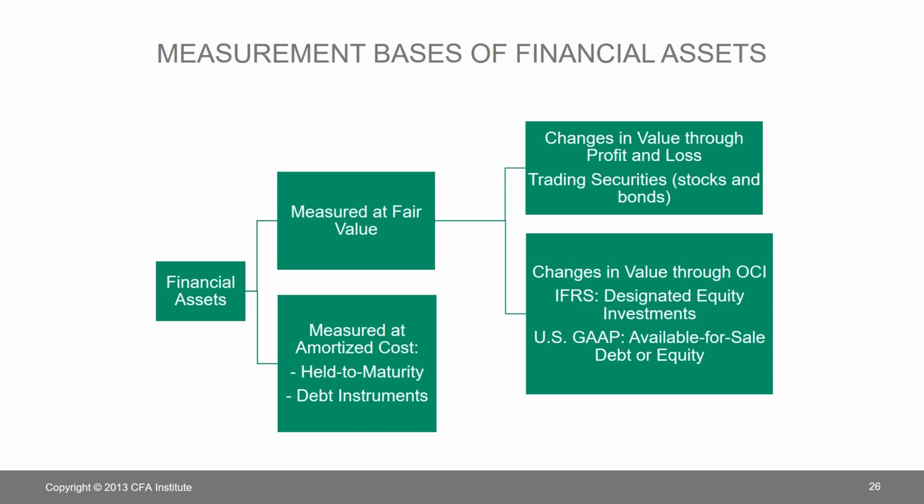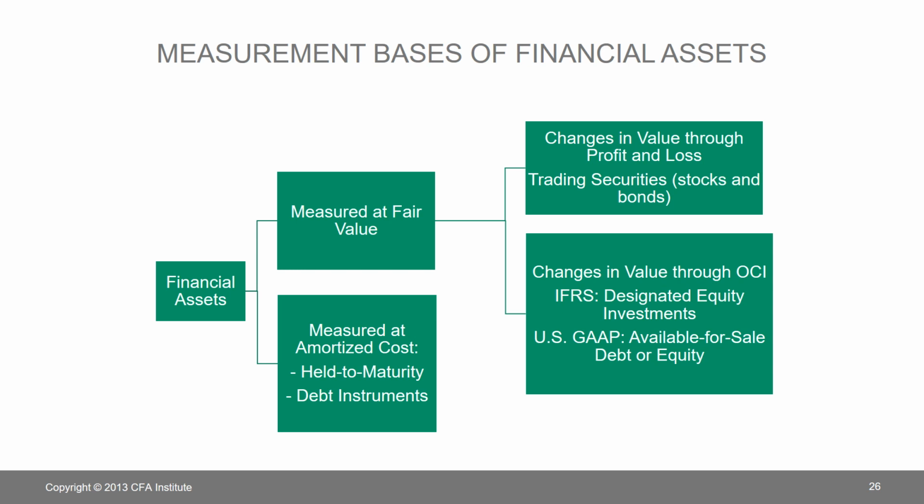Now note that these alternatives refer to unrealized changes in fair value, such as changes in the value of a financial asset that has not been sold and is still owned at the end of the period. Unrealized gains and losses are also referred to as holding period gains and losses. If a financial asset is sold within the period, a gain is realized if the selling price is greater than the carrying value, and a loss is realized if the selling price is less than the carrying value.